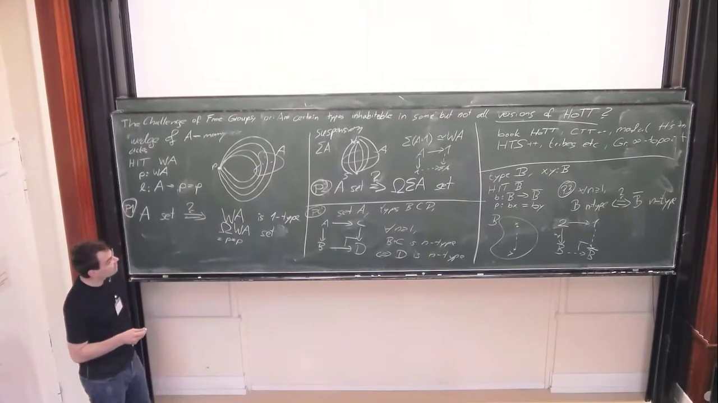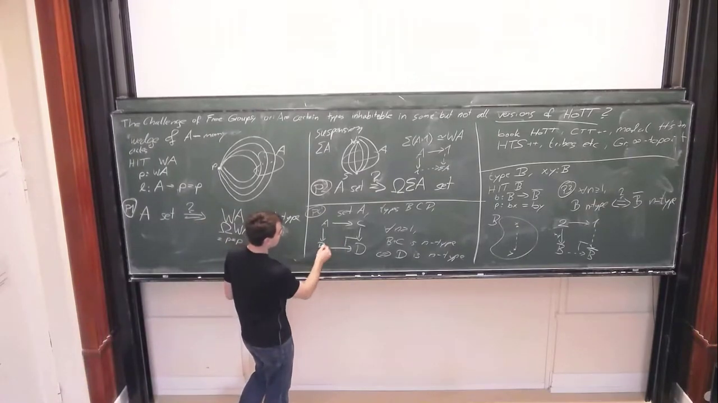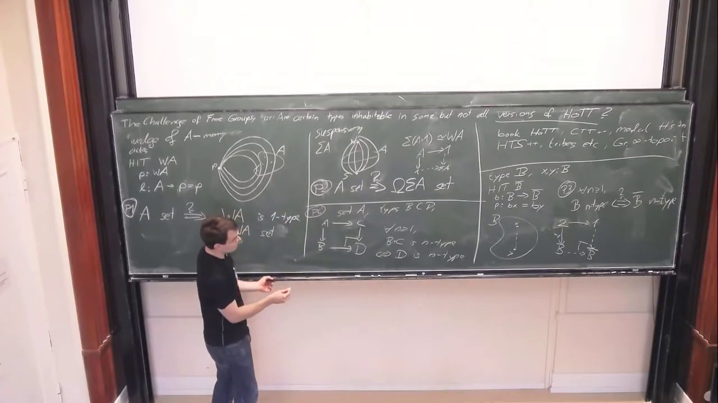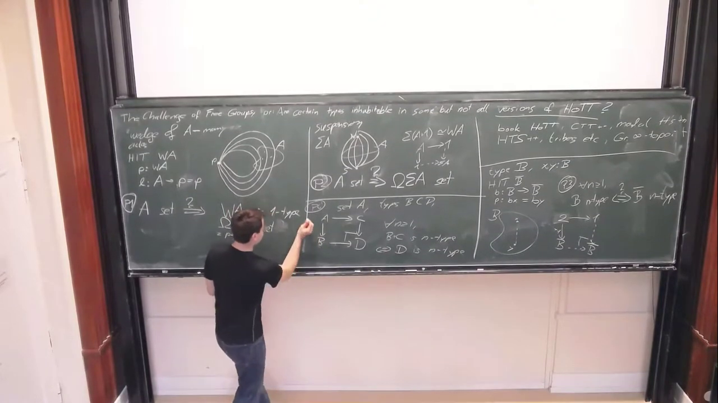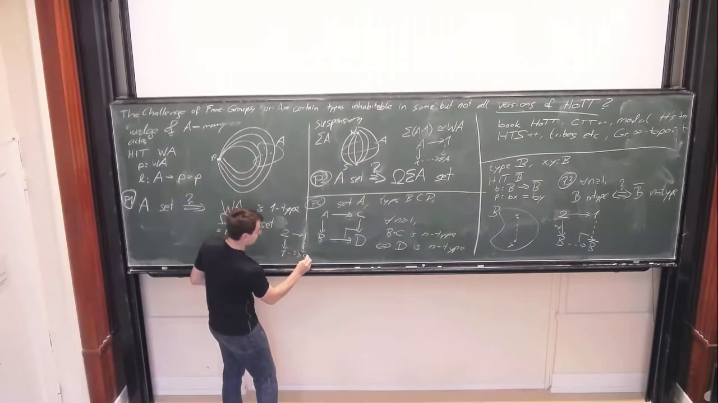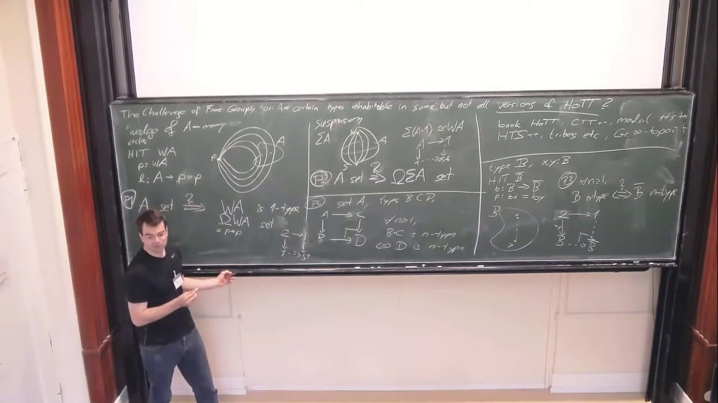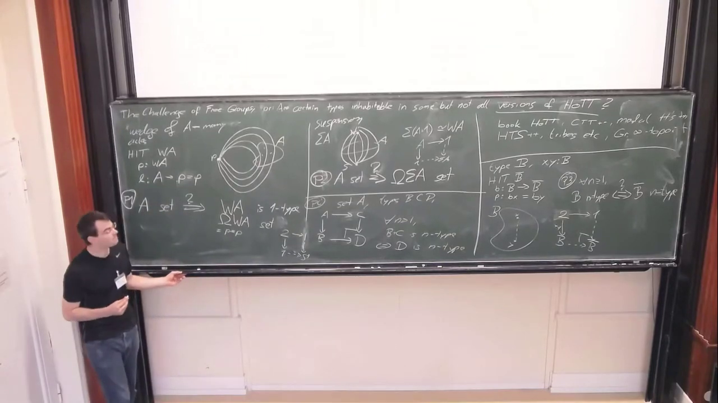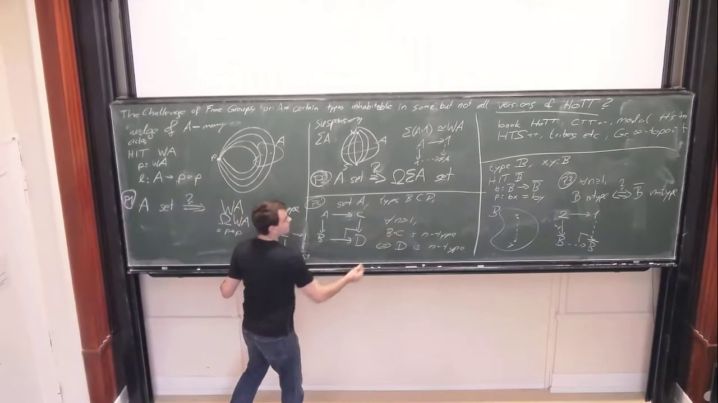If B and C are sets, then D is a set. No, you cannot really say this, because you have this example where you take 2 and 1 and 1, and then the pushout will be S1. It's not a set. So this is why I really ask for n to be at least one in these statements here.